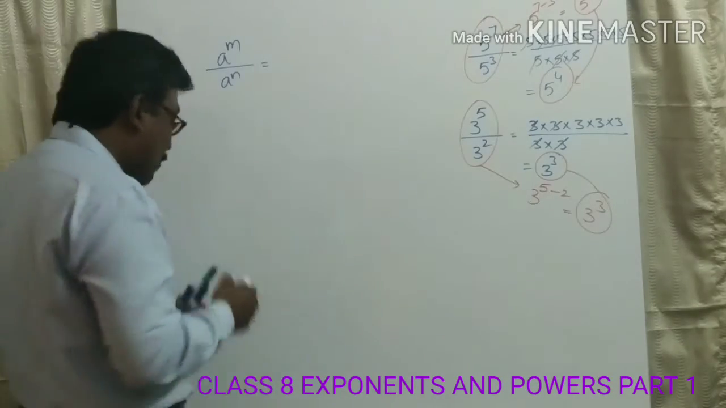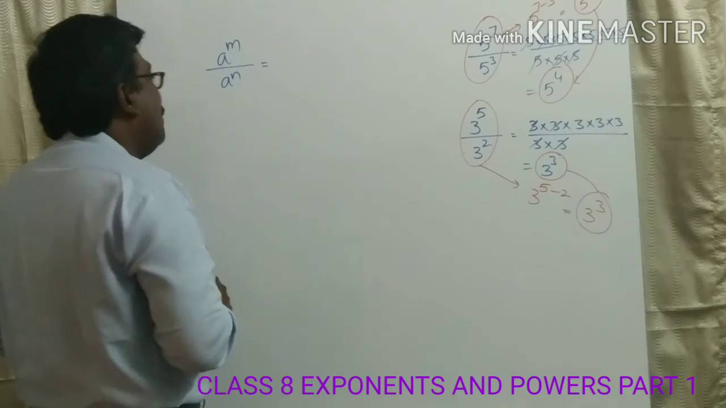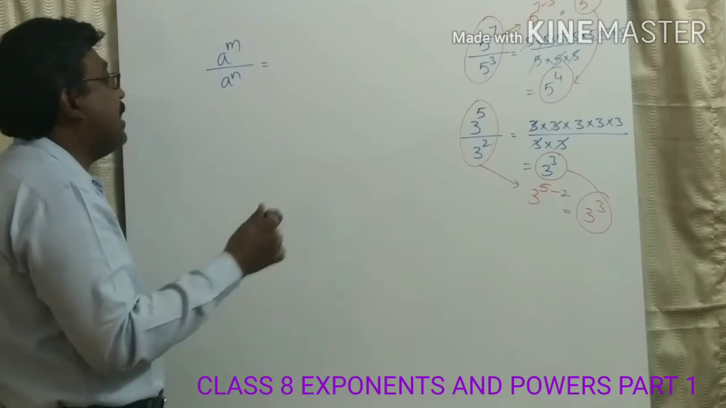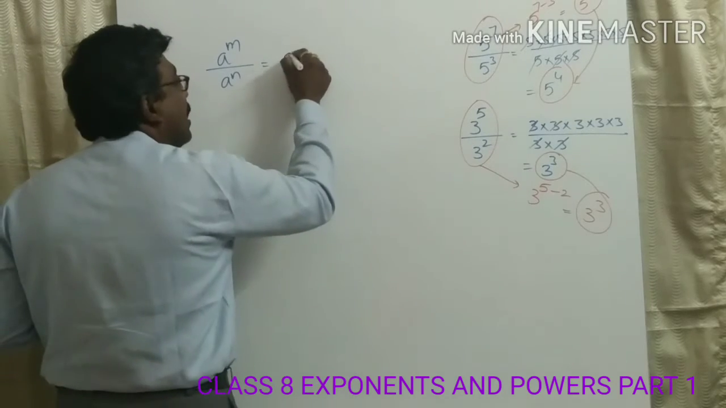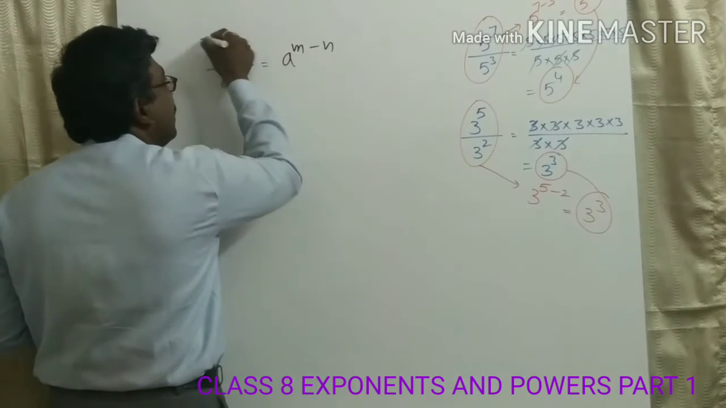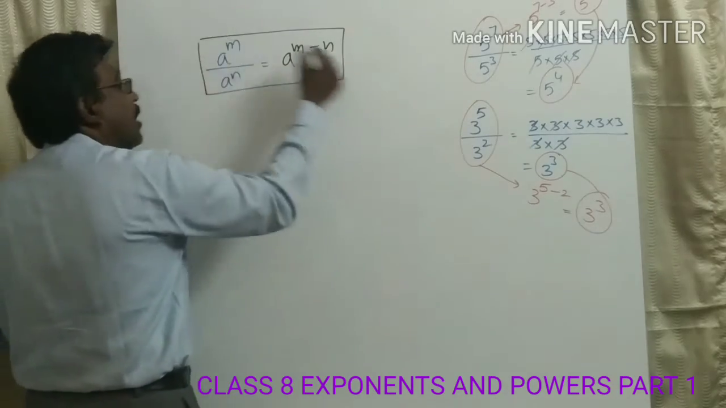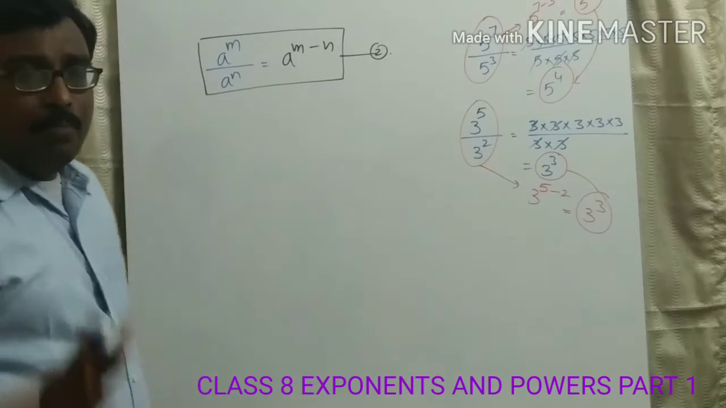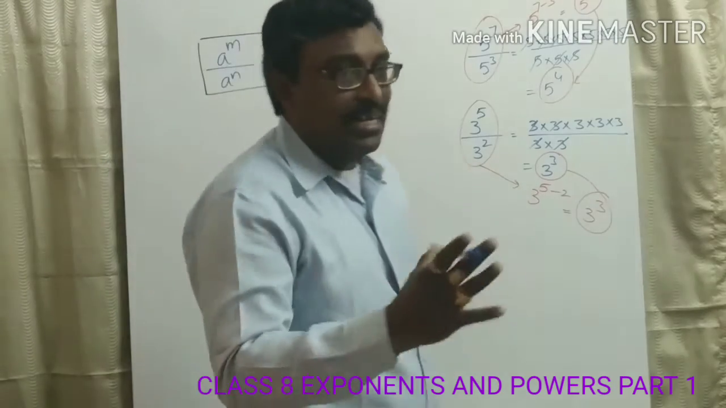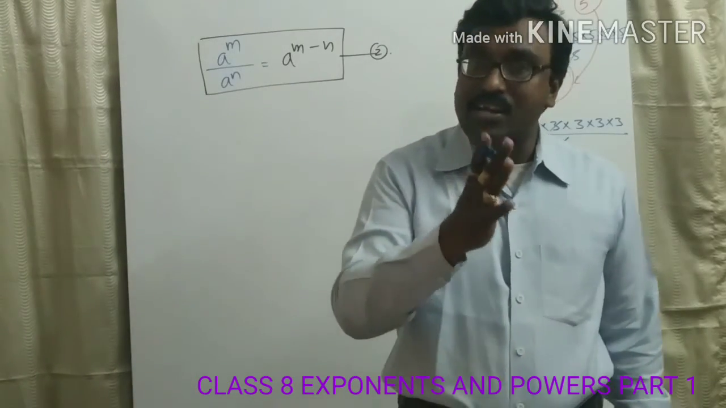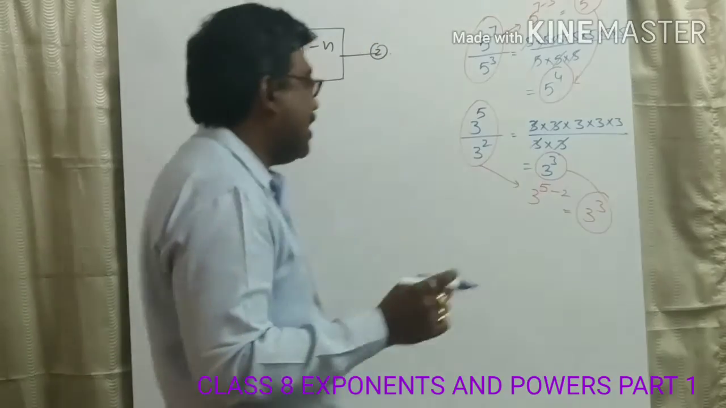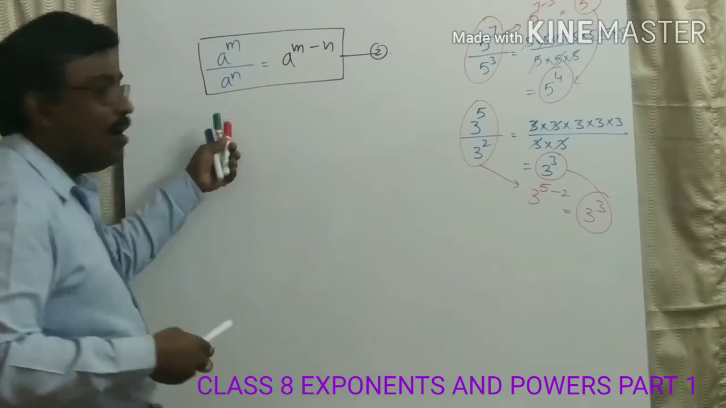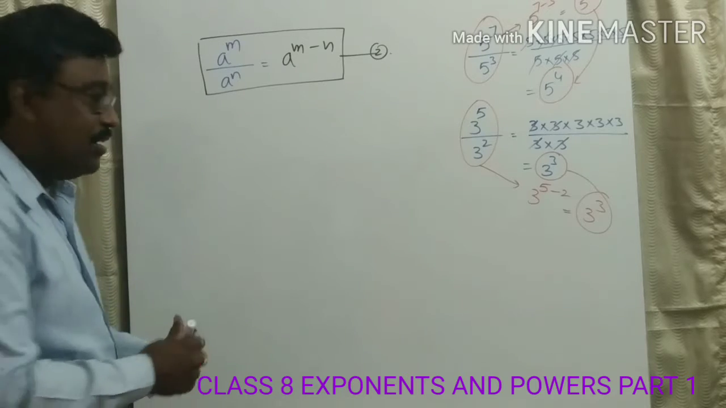Yes. So the same way a to the power of m by a power n can be written as a to the power of m minus n. This is your second formula. With the help of this second formula, we can generate a different example consisting of a power m by a power n.